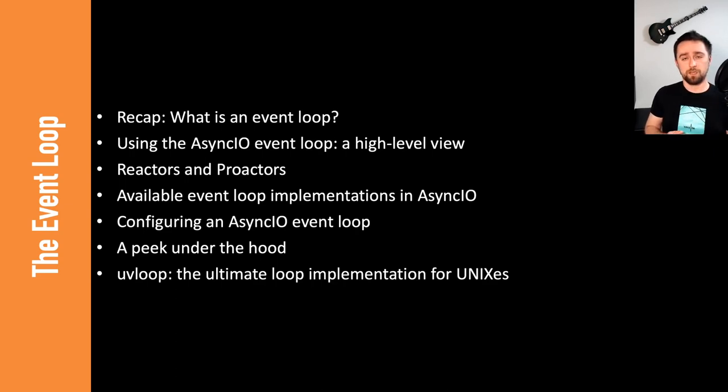The last point I wanted to make, so let's just do it right now, is that if you are running AsyncIO in production, there is one particular implementation of the event loop that you really should be using, and that's UV loop. So we're going to talk for a while about why.